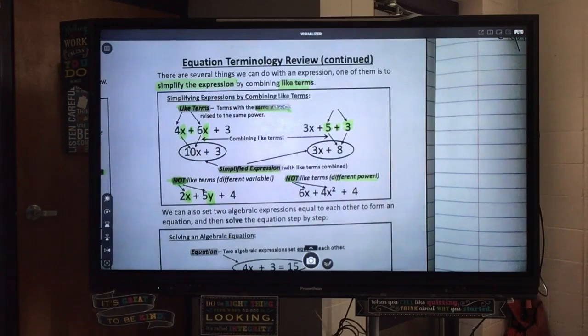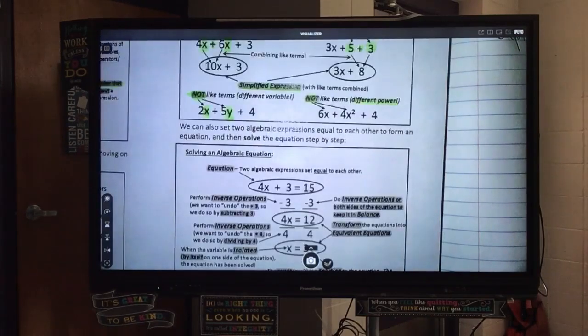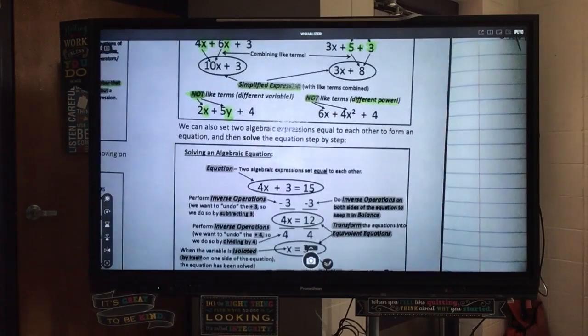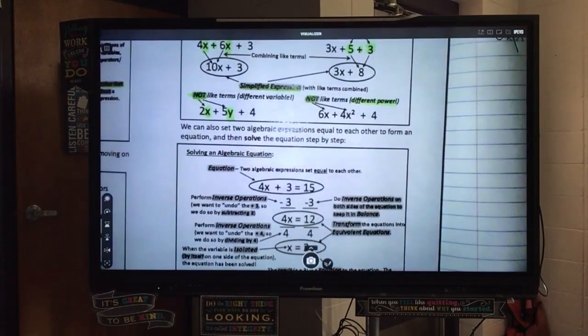All right, last little section of vocabulary. It says we can also set two algebraic expressions equal to each other to form an equation and then solve the equation step by step.